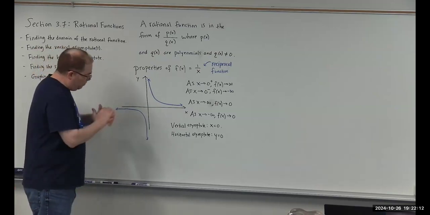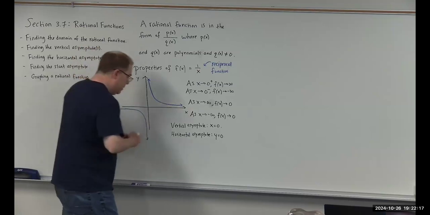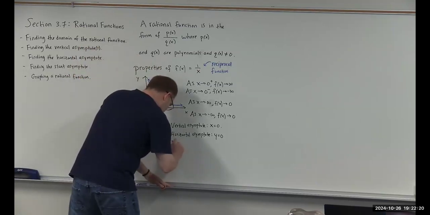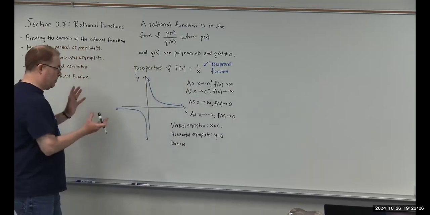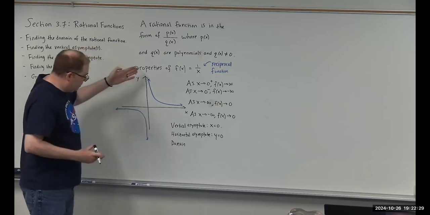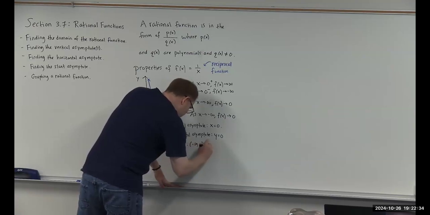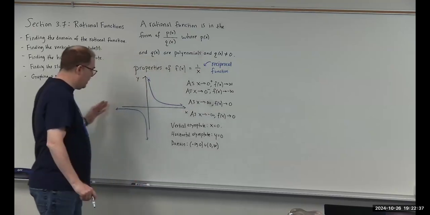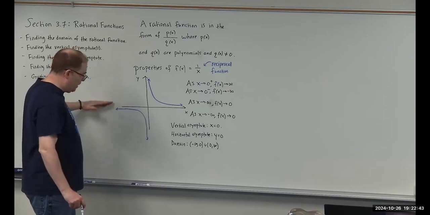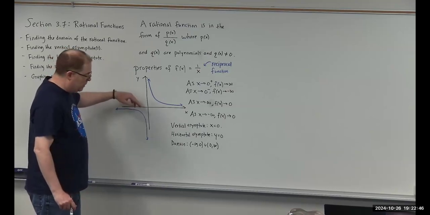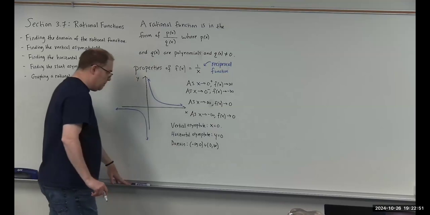Based on what you see here, we can see the domain. The domain is going to basically be all values of x except zero. So the function is defined from minus infinity to zero, and then from zero to infinity. Notice that there are parentheses around zero here.